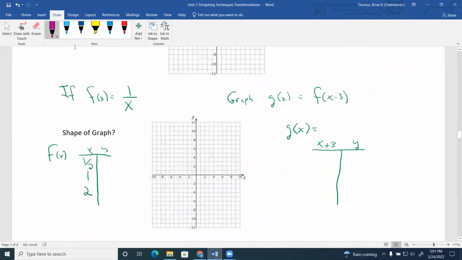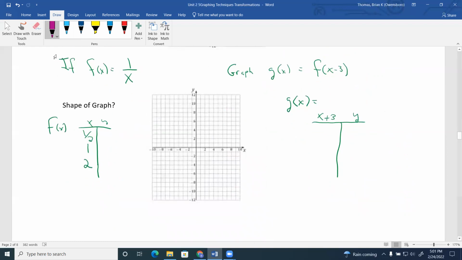So if we look at this next function, we have what's called the reciprocal function, 1 over x. What I want to do is graph this guy over here, g of x, which equals f of x minus 3. So notice how, again, that x minus 3 has to go in place of x. So my new function is actually 1 over x minus 3.